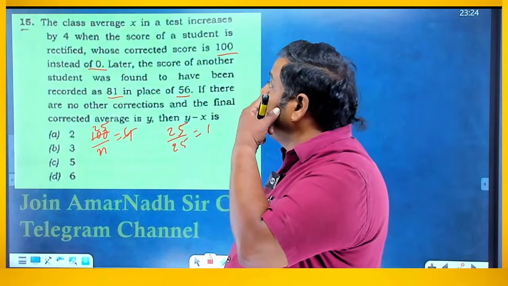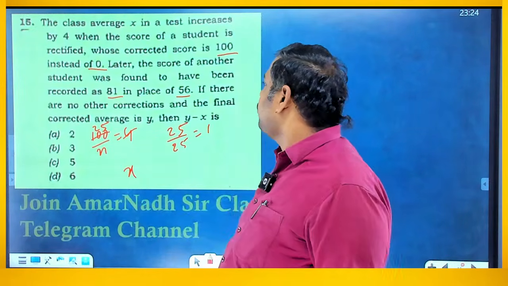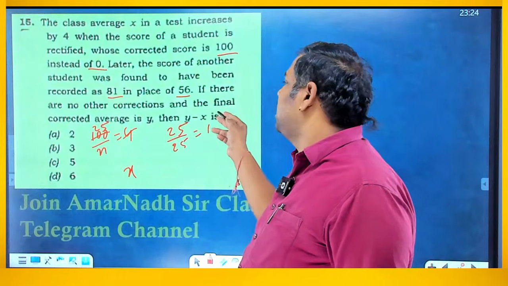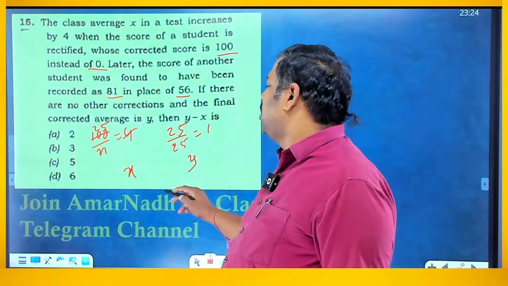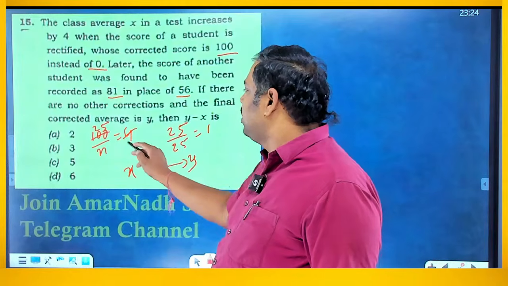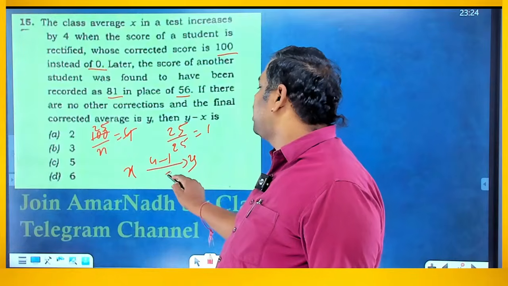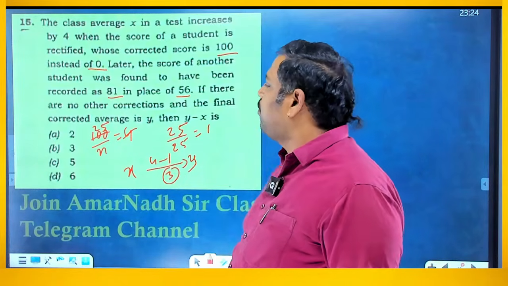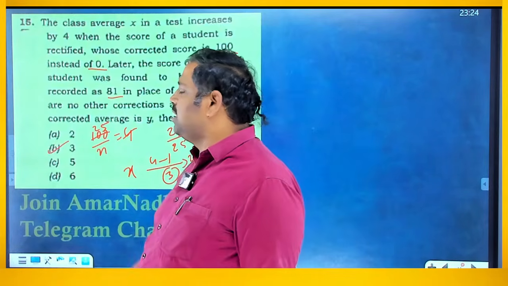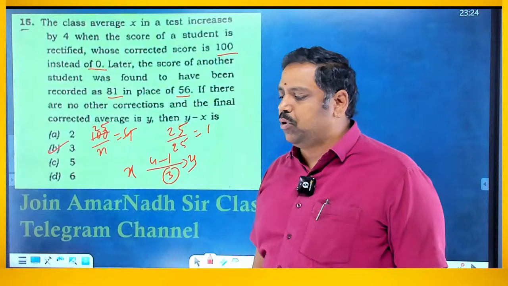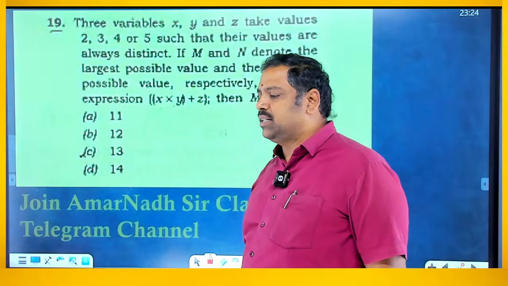Initially, the average is X. If there are no other corrections and the final corrected average is Y, X to Y, what happens here? You increase the average by 4, later reduced by 1. So overall increased by how much here? 3. It is asking Y minus X, how much? 3 is the answer, because you increased by 4 and reduced by 1. So overall it is 3.